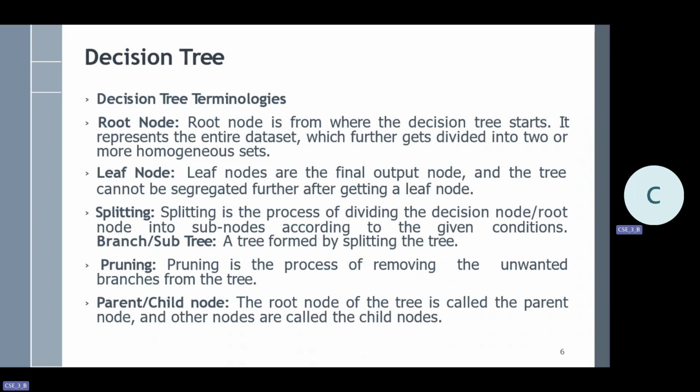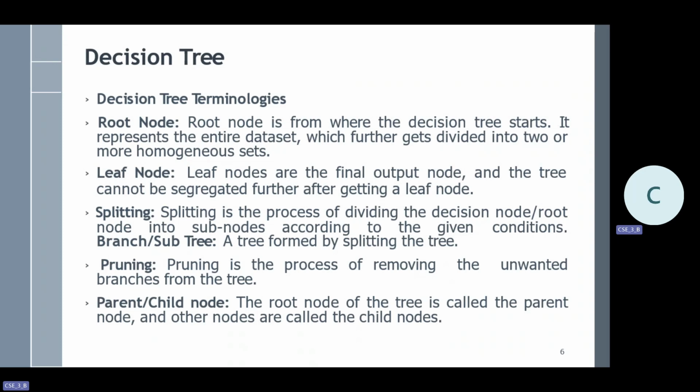Now the decision tree terminologies, let us understand one by one. The root node is from where the decision tree starts. It is very important; we also consider it as a starting point. It represents the entire data set, which further gets divided into two or more homogeneous sets. Next, the leaf node. The leaf nodes are the final output nodes, and the tree cannot be segregated further after getting a leaf node since it contains the decision.